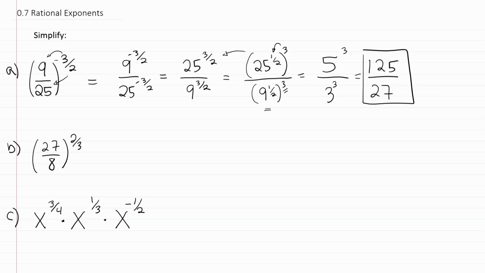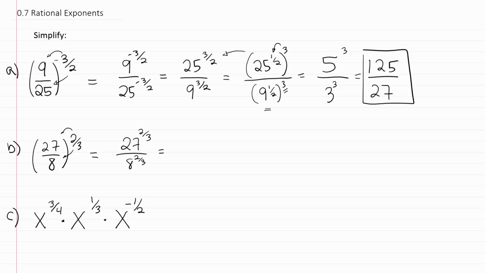All right, let's look at example B then. For example B, we have a very similar problem. We're going to go ahead and do the same thing we did before. We'll apply the exponent into the numerator and the denominator. So we'll have 27 to the 2/3 power, and we'll have 8 to the 2/3 power.